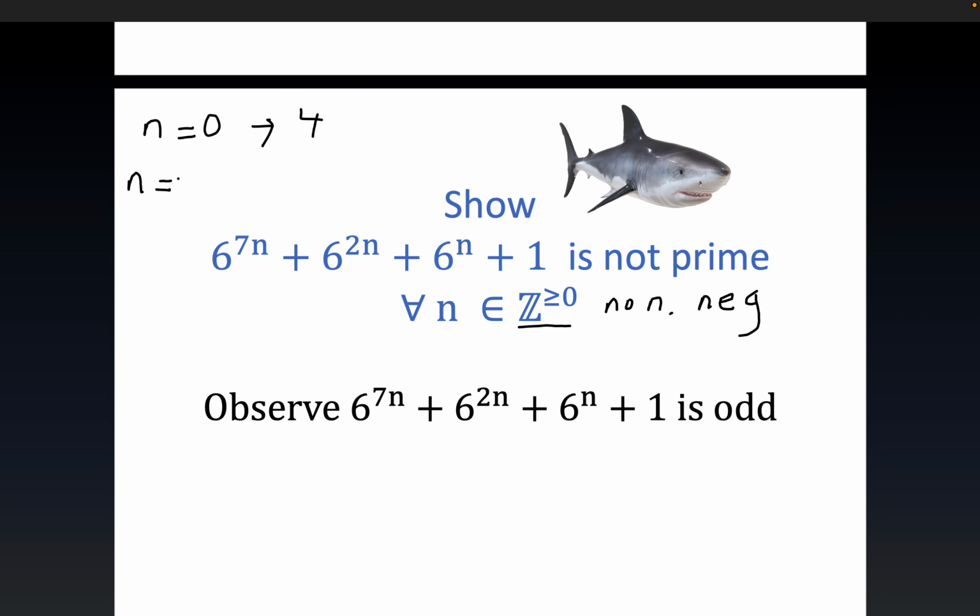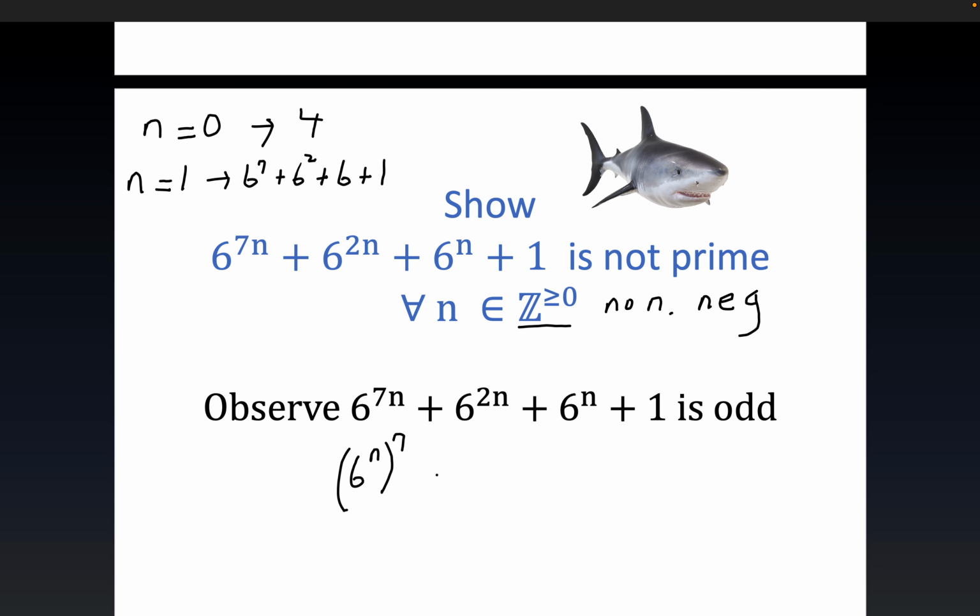And a way to rewrite this that gives us some ideas is to write this as 6 to the n, and this is the property of exponents that everybody learned in high school, we think, 6 to the n raised to the 7th power. You have 7n, but this just means you have 7 copies of n, essentially. And then right here you would have 6 to the n quantity squared. And then just 6 to the n, plus 1.